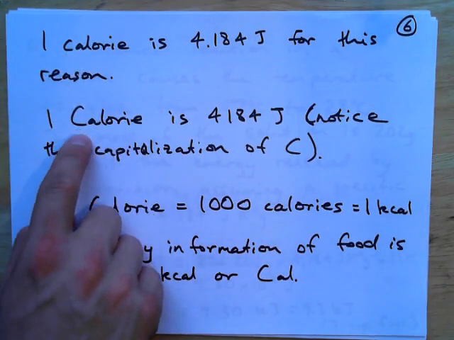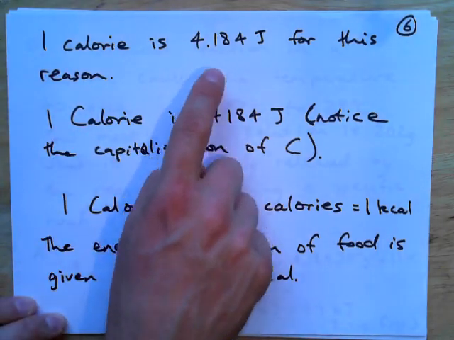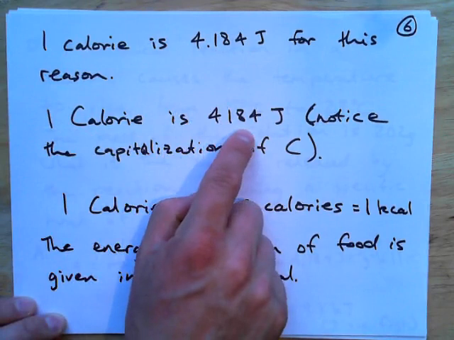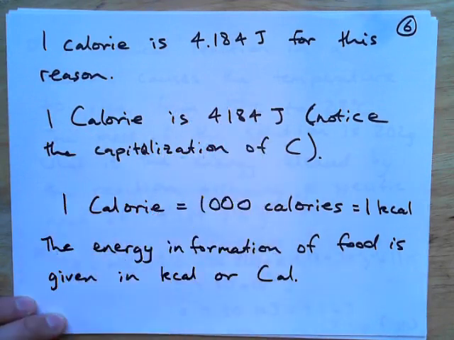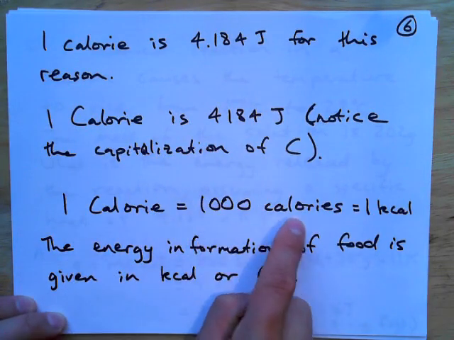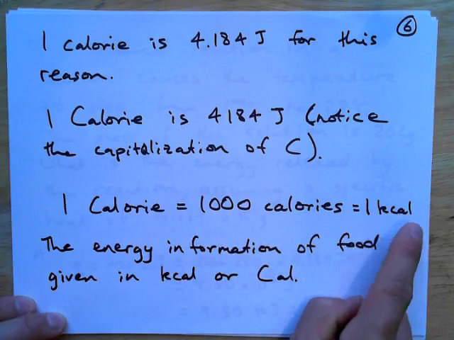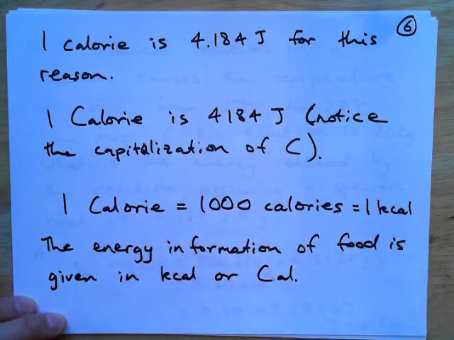A Calorie with a capital C is 1,000 times this number. So it would be 4,184 joules. So 1 calorie, again with a capital C, is equal to 1,000 calories with a little c, which is the same as 1 kilocalorie. Often calories are just abbreviated with cal instead of writing the whole word out.